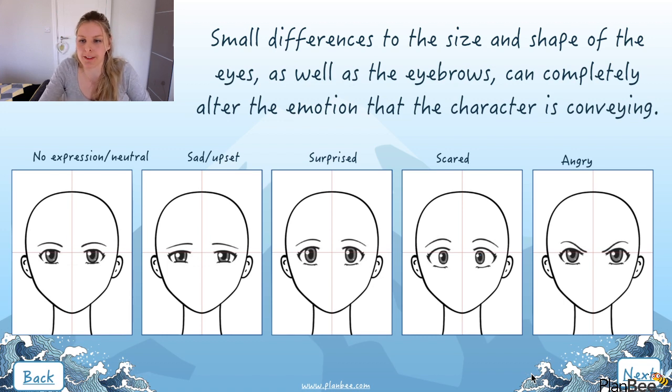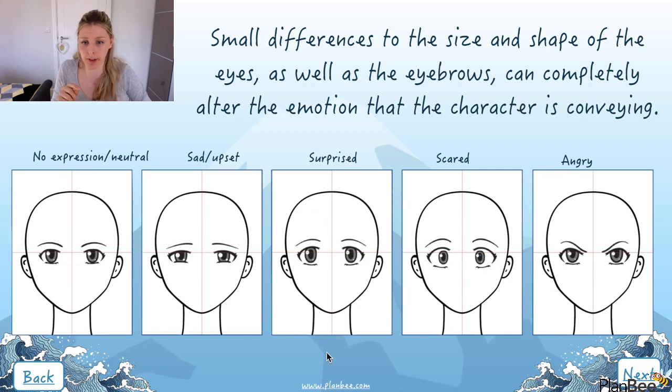Small differences to the size and shape of the eyes, as well as the eyebrows, can completely alter the emotion that the character is conveying. So we've got no expression, neutral. Well done, Joe, you got that one right. Number 5 is definitely angry, isn't it? The eyebrows are really slanted down. We've got scared, surprised, sad or upset. So well done if you said any of those.